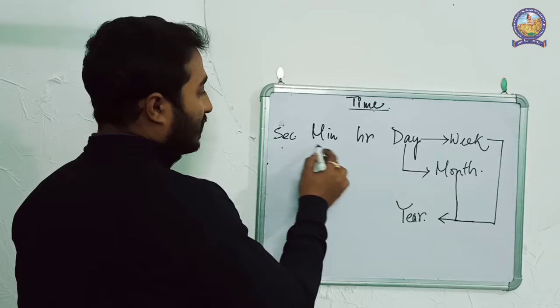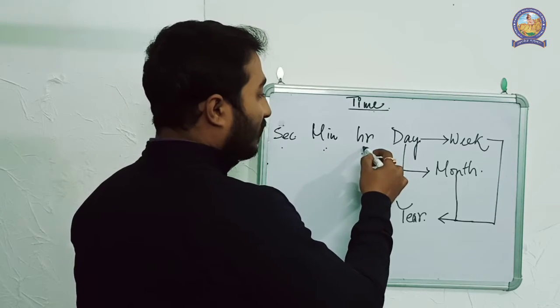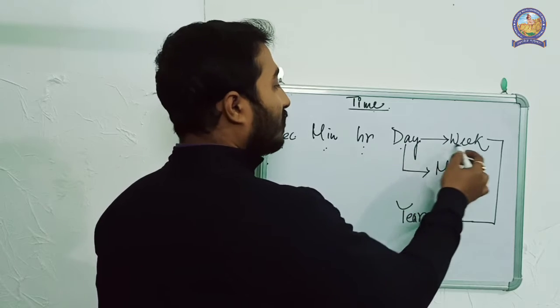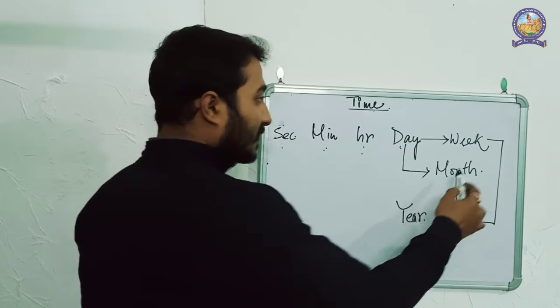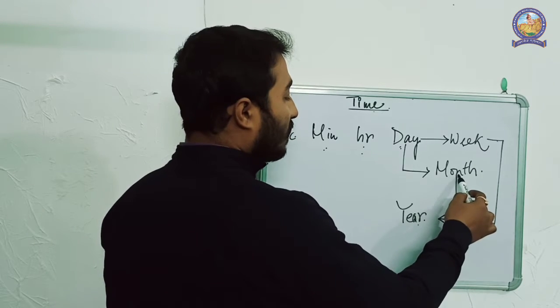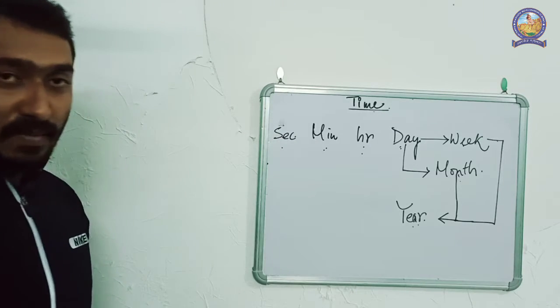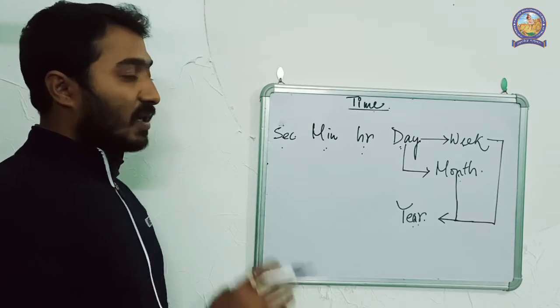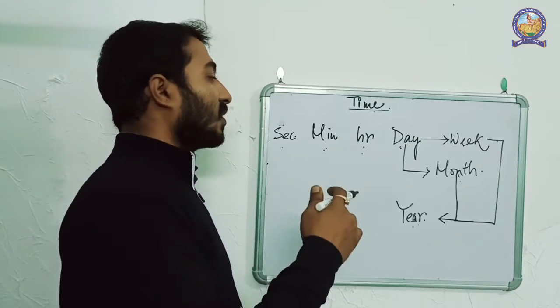Like 60 seconds equals 1 minute. Similarly, 60 minutes equals 1 hour. 24 hours equals 1 day. 7 days equals 1 week, or 30 days equals 1 month. Similarly, 52 weeks equals 1 year, or 12 months equals 1 year. So these values we have to remember, and how these values change. Now let's see some examples, then it will be more clear to you.